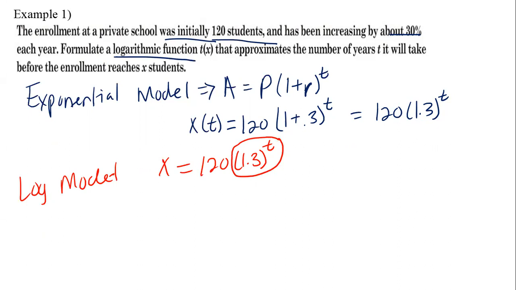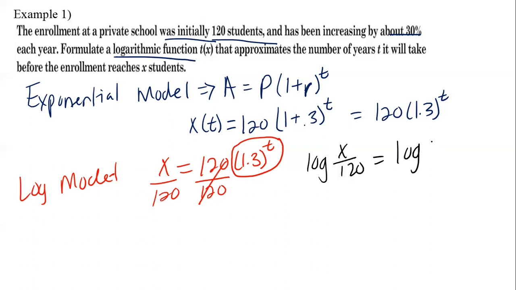So we're following the steps for different base, I guess. Yeah. So we're going to divide by 120. And then we're going to take the log of both sides. The reason why we take the log is so that t can no longer be an exponent. Does that make sense? So we have the log of x over 120 equals the log of 1.3 to the t.